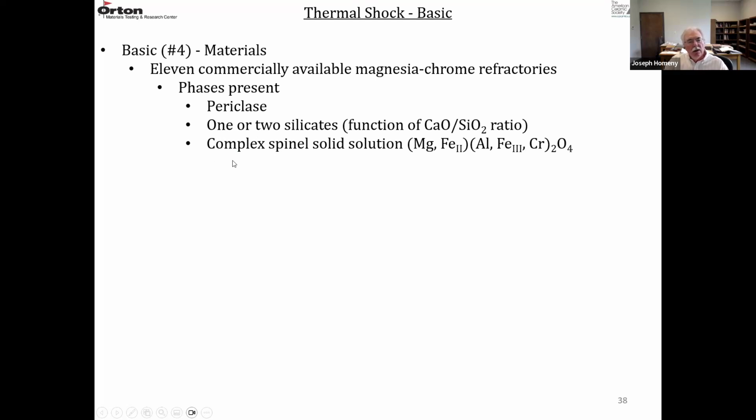And you also have a series of 6 different complex spinel solid solutions. So Mg and Fe2 are the +2 ions. Al, Fe3, and Cr are the +3 ions. And there's a solid solution of all these different spinel materials. The spinel we just looked at in the previous paper was an MgO, Al, oxygen spinel, but in this material, because of the substitution of Fe +2, Al +3, Fe +3, you can have a solid solution of 6 different complex spinels.